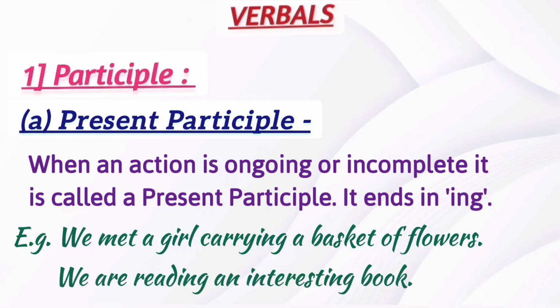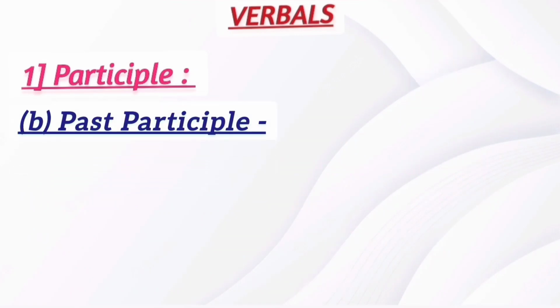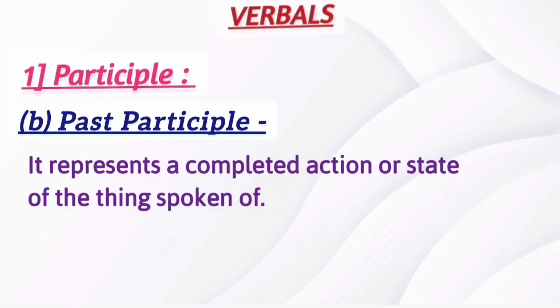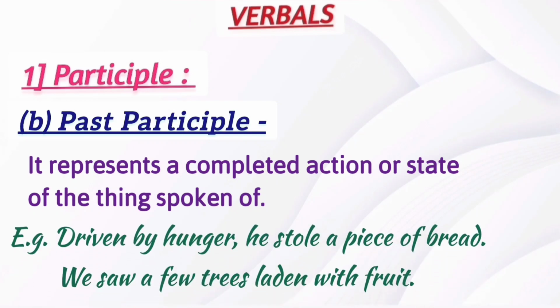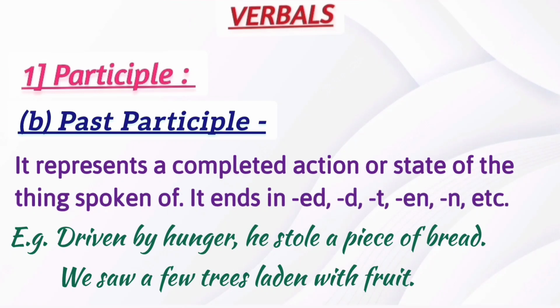Some more examples are, we are reading an interesting book. So here the word interesting is acting as an adjective. The second type of participle is the past participle. It represents a completed action or state of things spoken of. For example, driven by hunger, he stole a piece of bread. We saw a few trees laden with fruit.